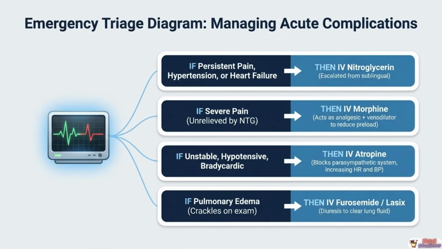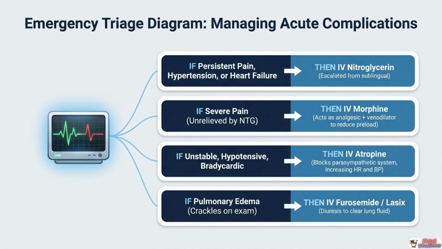Despite optimal acute pharmacotherapy, STEMI patients frequently develop acute hemodynamic or respiratory complications that require immediate, targeted escalation. The triage algorithm follows a conditional if-then logic that must be executed rapidly and decisively. Complication 1. If the patient continues to experience severe chest pain despite sublingual nitroglycerin, indicating persistent ischemia with ongoing coronary vasospasm or refractory anginal pain, the escalation is intravenous nitroglycerin infusion, which allows precise titration of venodilation and coronary vasodilation.